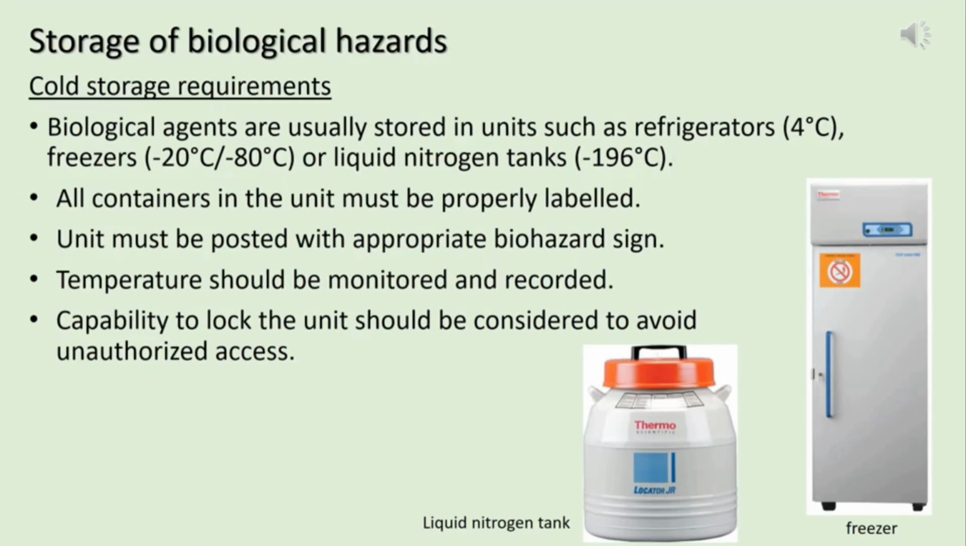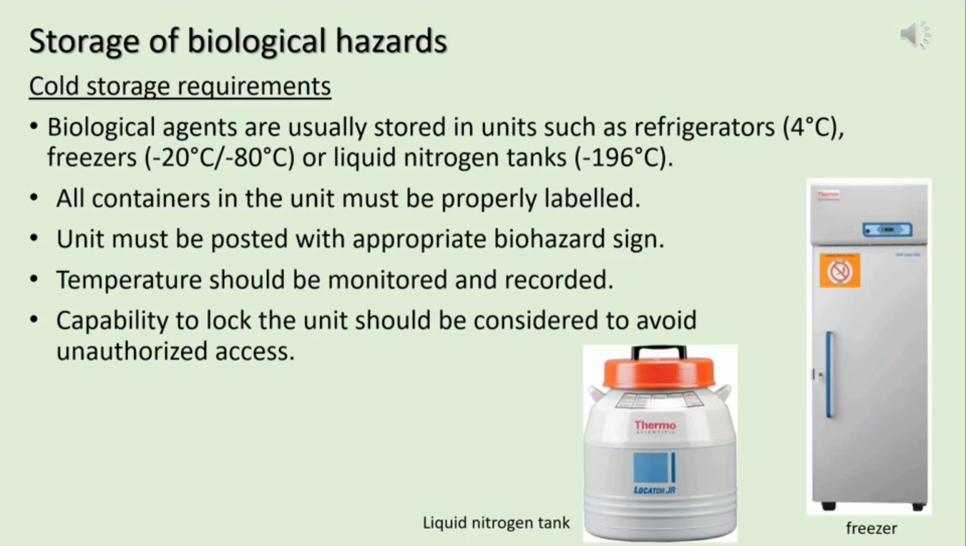Let's see what are the storage requirements for biological hazards. Okay, generally, because they are biological agents, we store them in fridges, freezers, sometimes in liquid nitrogen tanks, like cell cultures. We store them in liquid nitrogen tanks. The temperature is like minus 196 degrees Celsius.